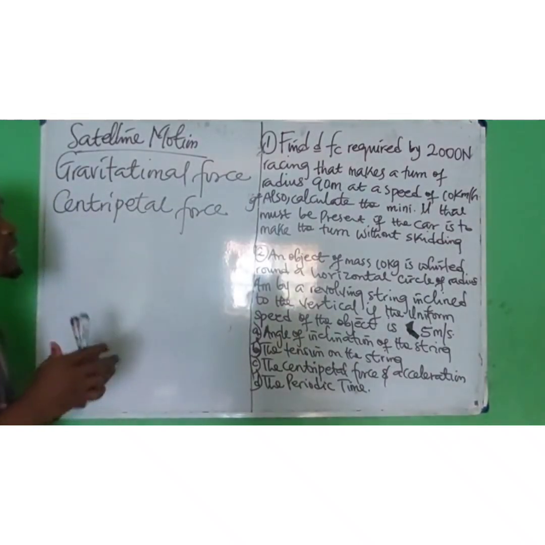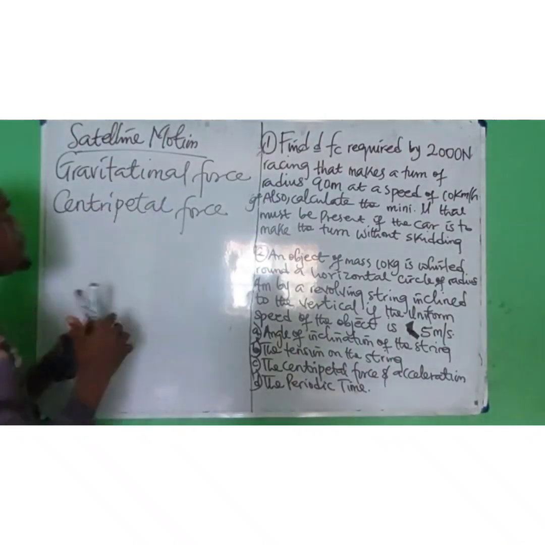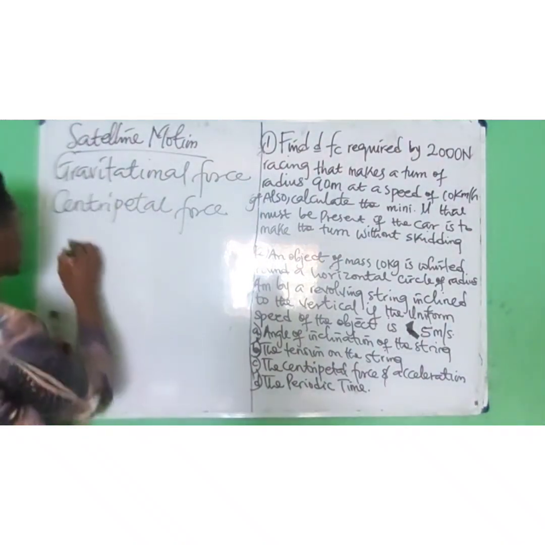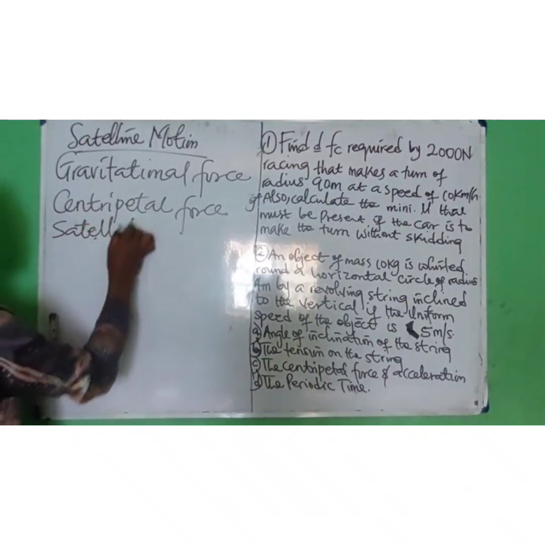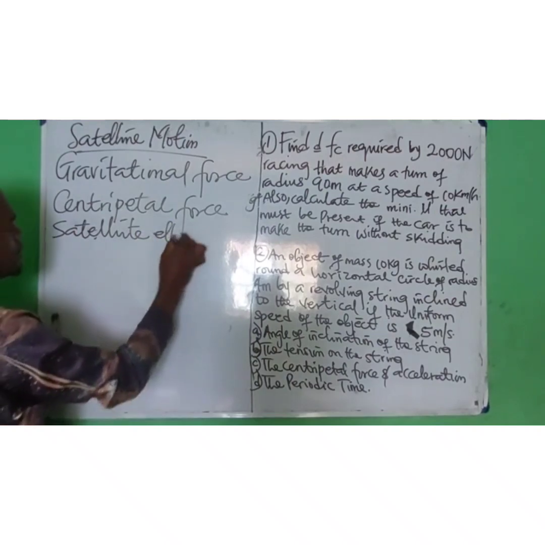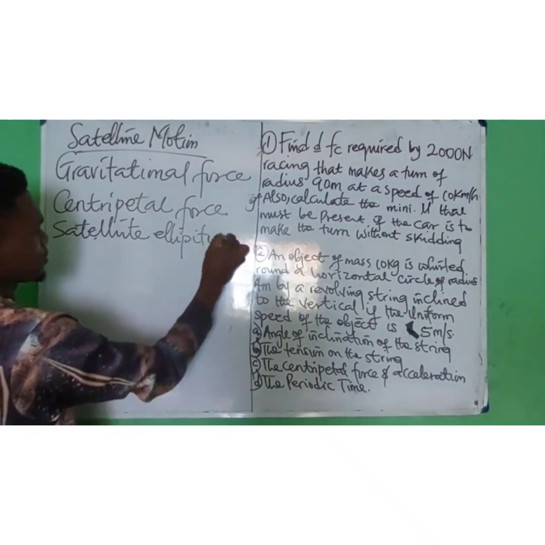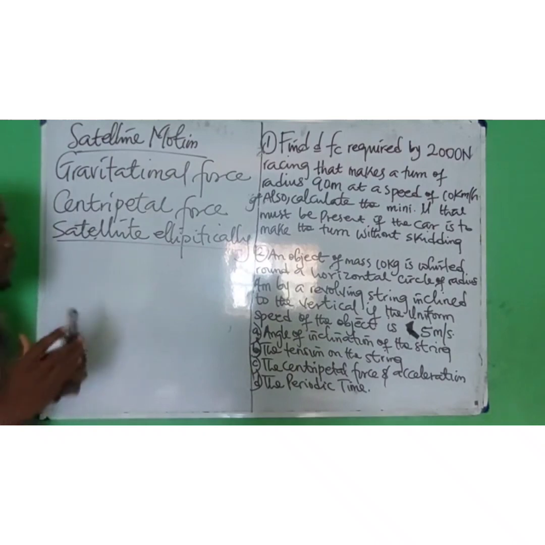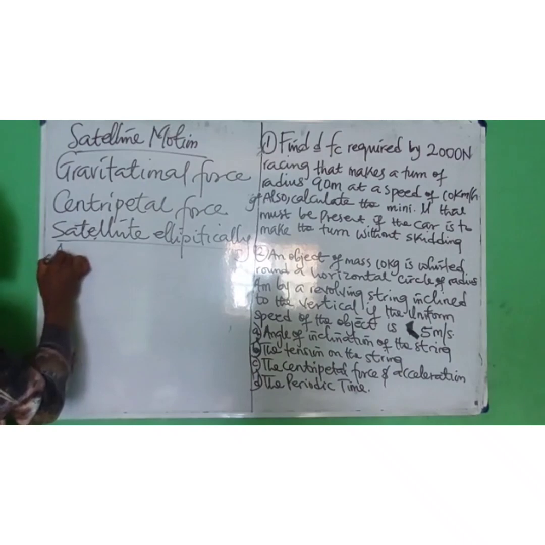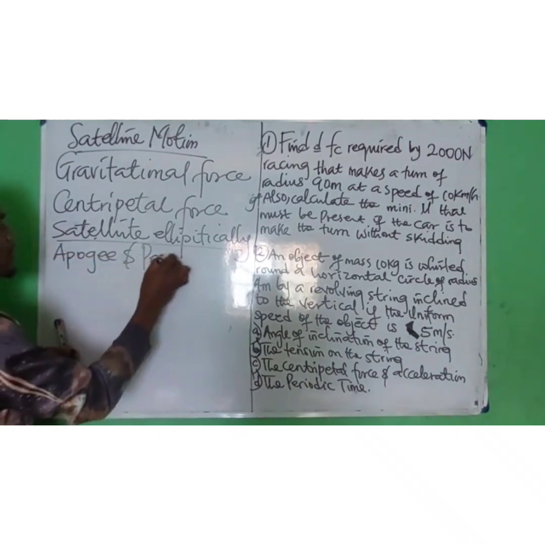However, there are some instances or cases where the satellites begin to orbit elliptically. When the satellite begins to orbit elliptically, what will happen? See, there's what we call apogee and perigee.